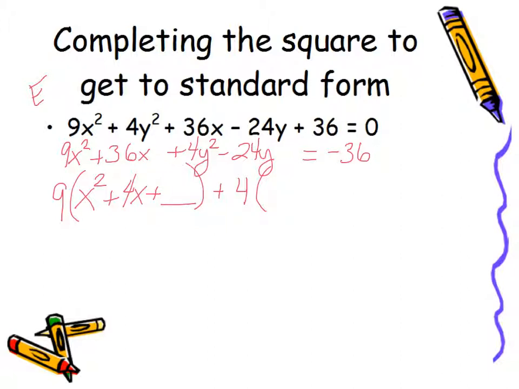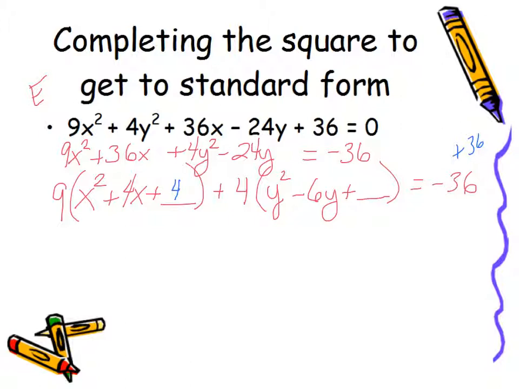All right, when we pull that 4 out, we'll have a y squared minus 6y plus something equals negative 36. All right, let's complete the square. So we take half of this middle value, half of 4 is 2, and then square it. 2 squared is 4. But if I put this plus 4 right here, I've really put 9 times that, so I put a plus 36. So that means over here I have to also put a plus 36.